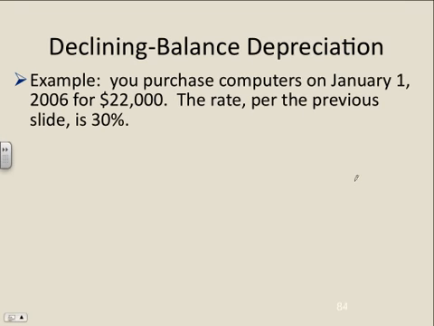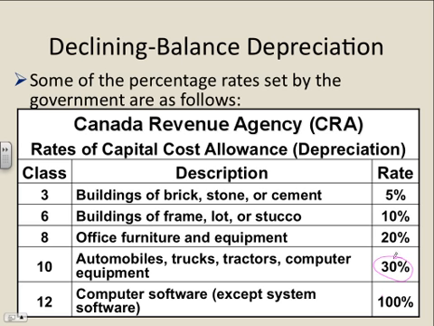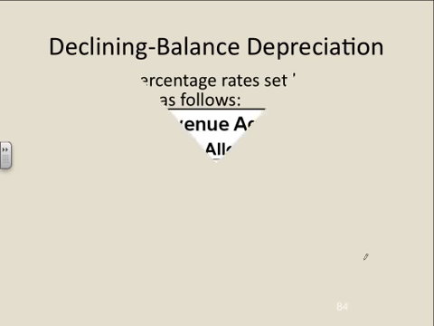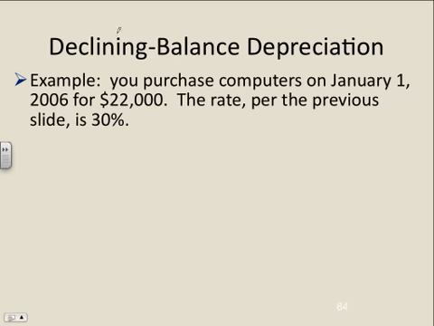You purchase computers on January 1st for $22,000. This is your cost. The rate per the previous slide, the rate for the computer is 30%. Okay, so let's look at that again. So here's our cost, and here's our 30% because we bought a computer. And on January 1st, this is still important. Remember, always look at when we had it. So we're assuming we've had this for a full year, so we do not need to prorate.